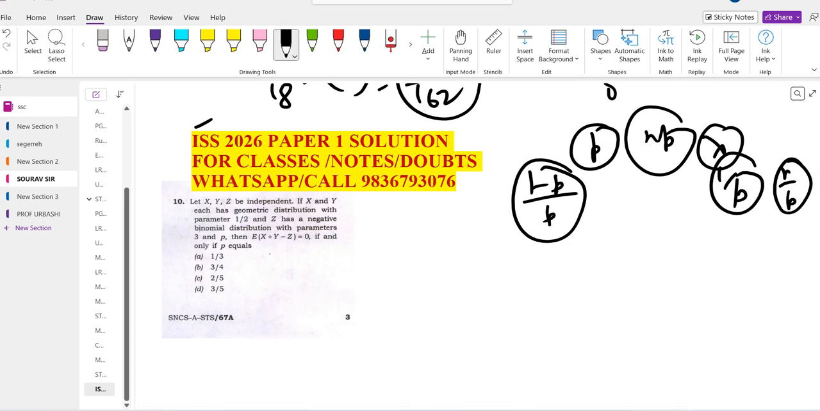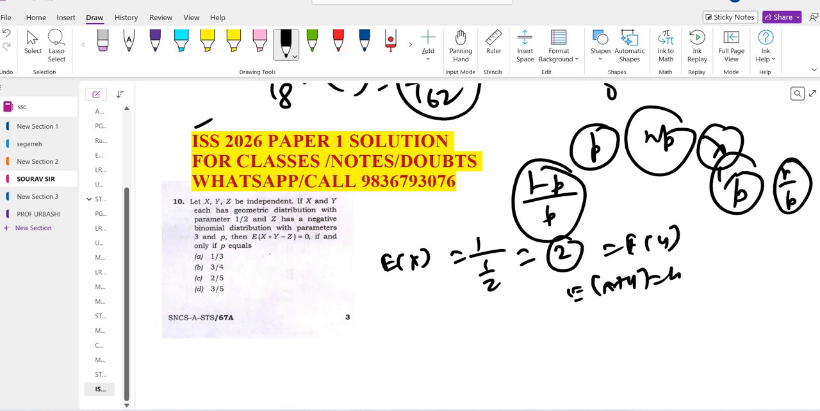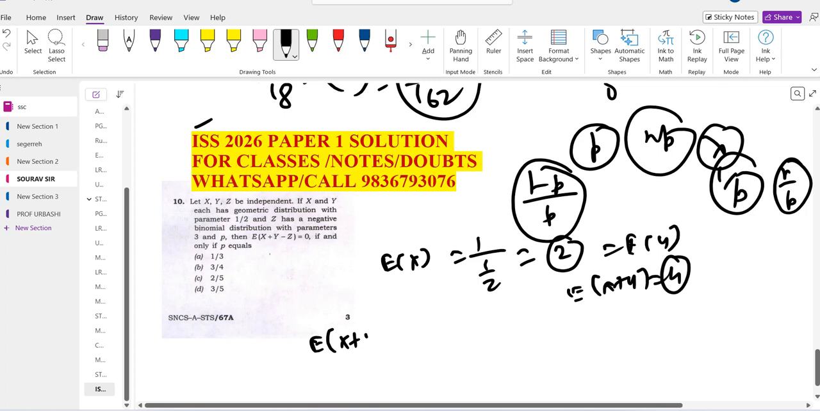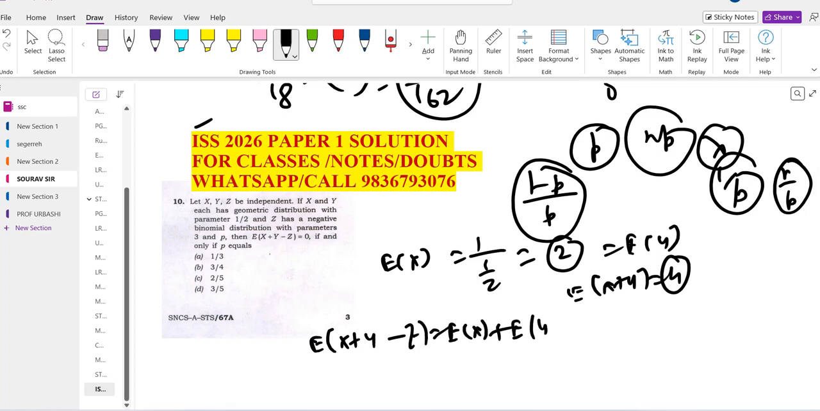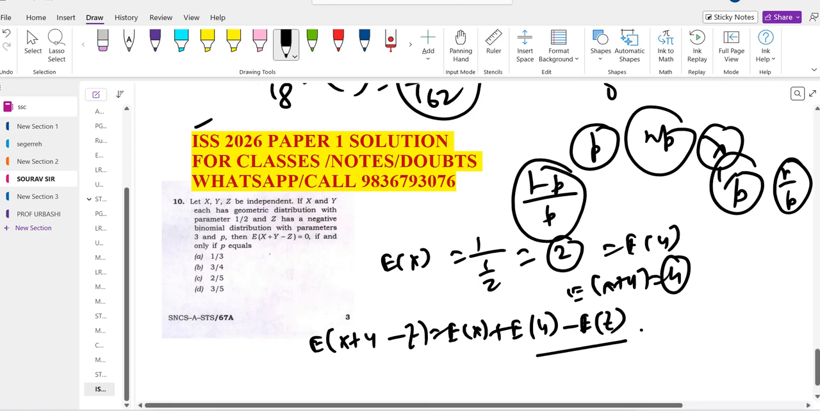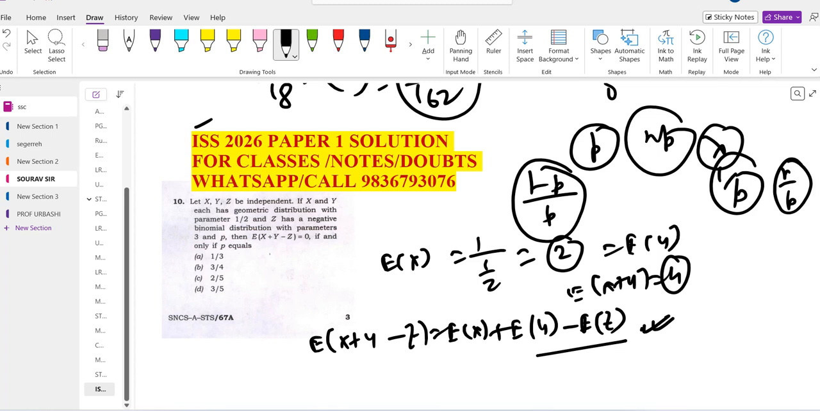So what is the expectation of x? In geometric distribution, expectation is 1 by p, that is 1 by mean, so only 2. So expectation of y is also the same. So expectation of x plus y will be 4. So the theory is expectation of x plus y minus z is expectation of x plus expectation of y minus expectation of z. This property holds even if the variables are dependent. Many students incorrectly think that independence is required, but it is not.